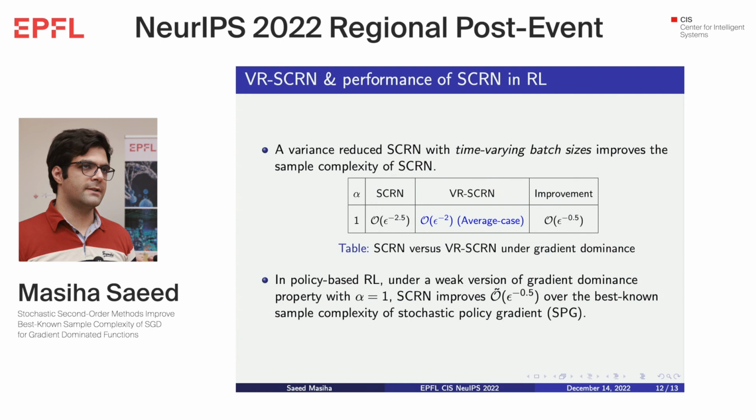We use a variance-reduced version of SCRN with time-varying batch size to improve the sample complexity of SCRN in the case that alpha equal 1 because of the application in RL. And we get some improvement when we use variance reduction in SCRN. And in policy-based RL, under the weak version of the gradient dominance with alpha equal 1, SCRN and its variance-reduced version improve over the baseline sample complexity of stochastic policy gradients.